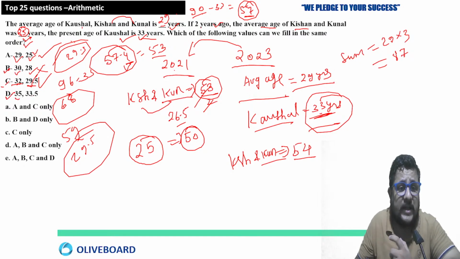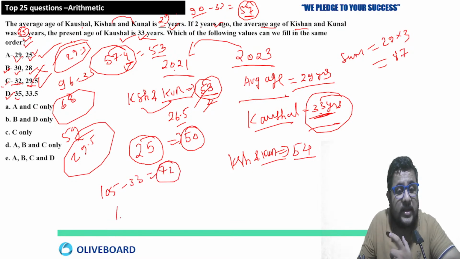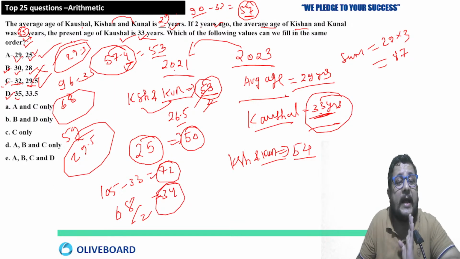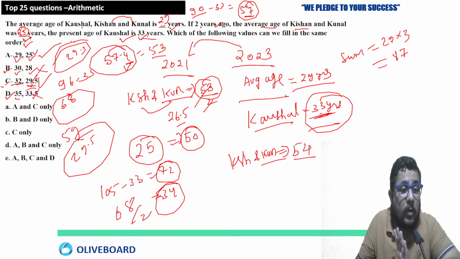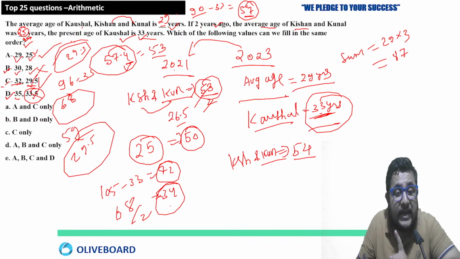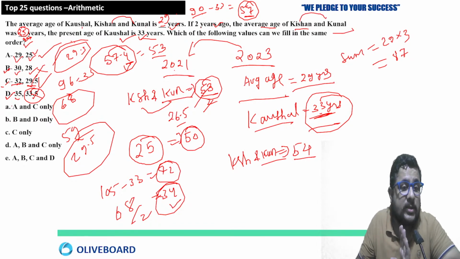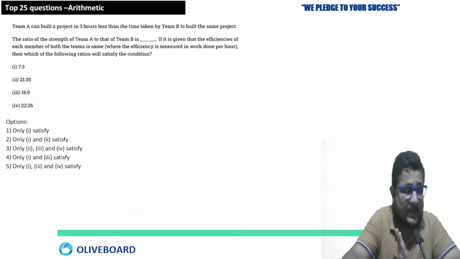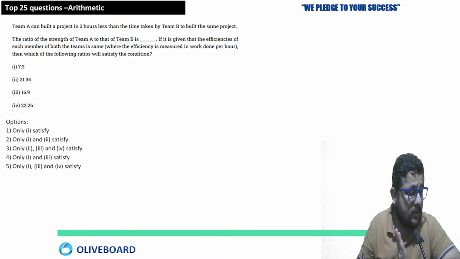Now D, 35. 35 into 3, 105 minus 33. So it is going to be 72. But 4 years ago, 68. 68 by 2, 34. What I have done is I have just followed what is given after putting the values. So this is also not following, because 33.5 is coming here for the second blank, but we need 34, because the average of Kishan and Kunal is going to be 34. So A and C are going to be your answer. Only A and C. Are you getting my point now? Think premium.